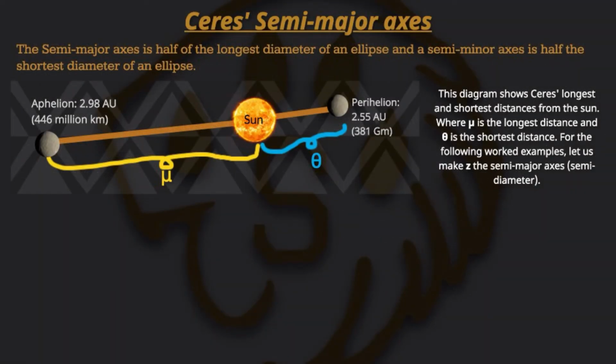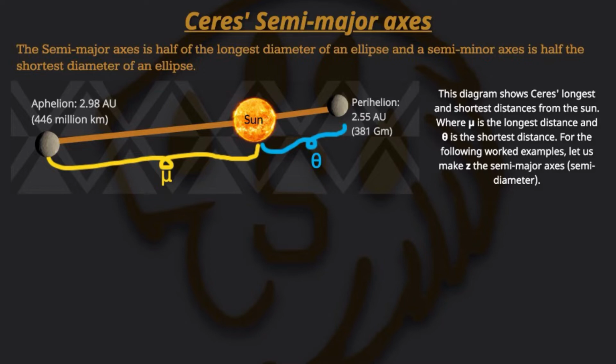Ceres' semi-major axis. The semi-major axis is half of the longest diameter of an ellipse, and the semi-minor axis is half the shortest diameter of an ellipse. This diagram, which you see on the left, shows Ceres' longest and shortest distances from the Sun, where mu is the longest distance and theta is the shortest distance.